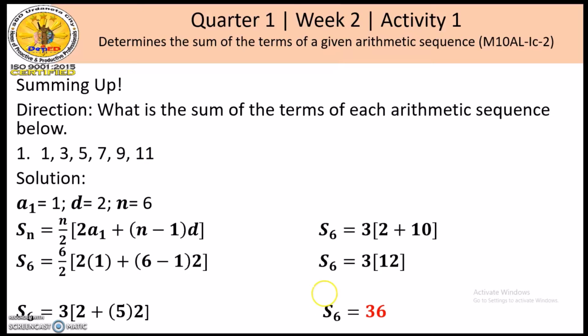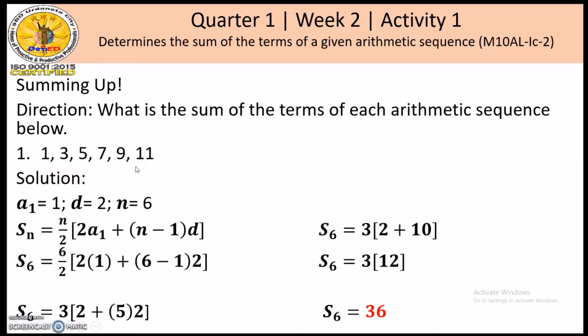So for your solution, we have your a1 or the first term, which is equal to 1. And we have your d or the common difference, which is 2. We got 2 from 3 minus 1, 5 minus 3, 7 minus 5, so we have 2 as your common difference. And your n, the number of terms in the sequence, we have 6 because we have 6 terms.